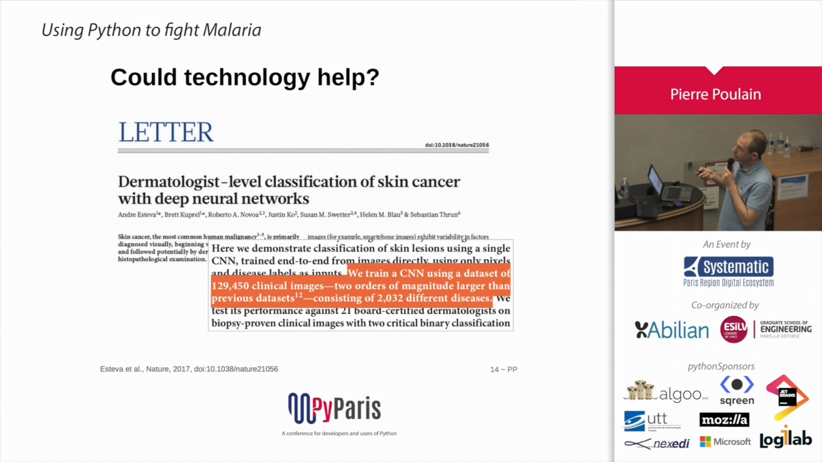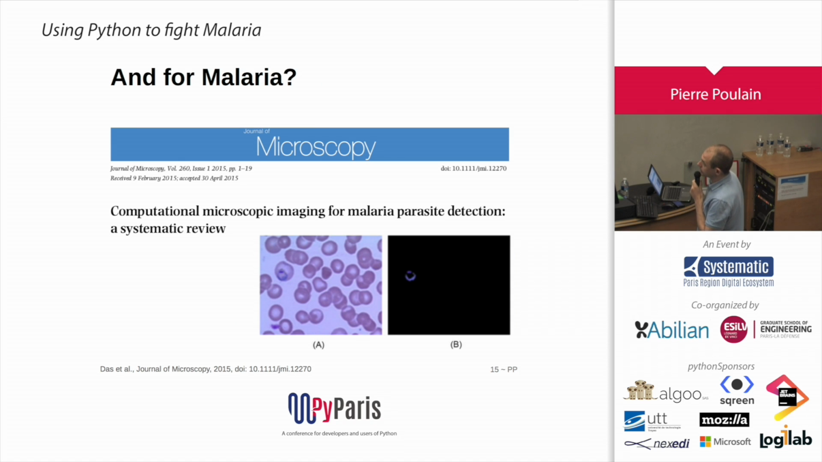This is very nice, but I like to stress the fact that if you want to build such algorithms, here deep neural networks, you need a lot and a lot of data. This is very important for machine learning techniques. Well, what about malaria? This is what we are interested in.